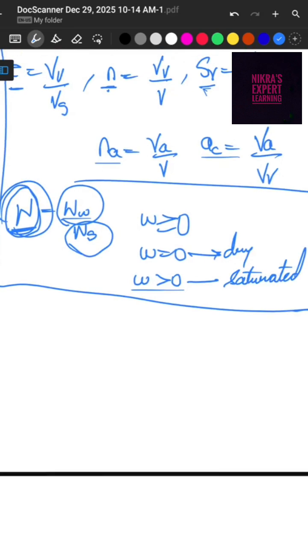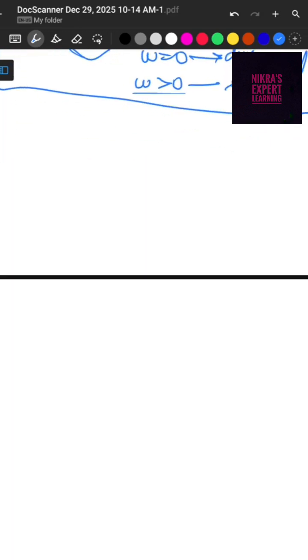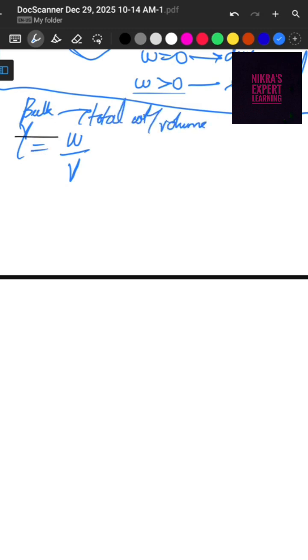Coming to the next one, that is bulk unit weight. Remember, density is always weight by volume. So when I am talking about bulk unit weight, it is defined as total weight per volume. It is also known as wet unit weight or total unit weight. So when I'm saying bulk, it can be called wet or total unit weight. It is a simple one.